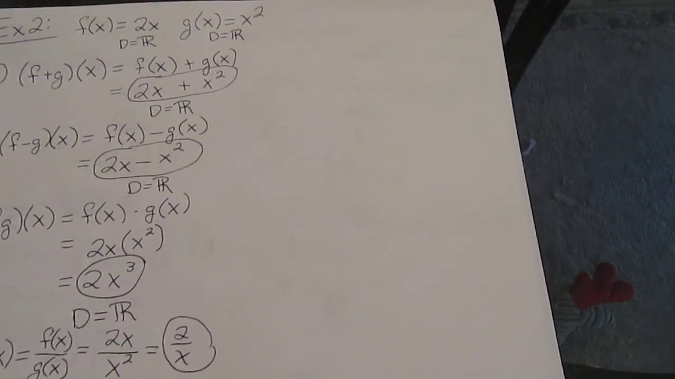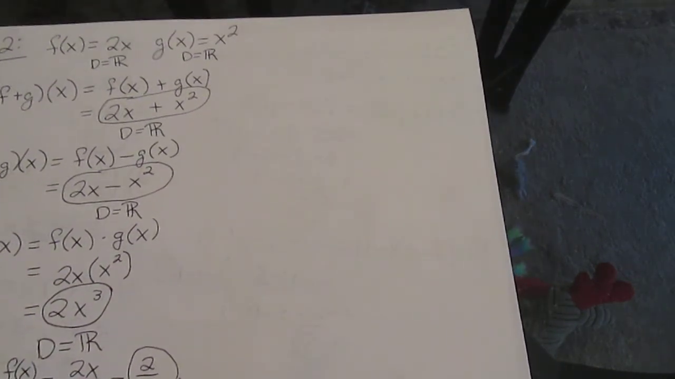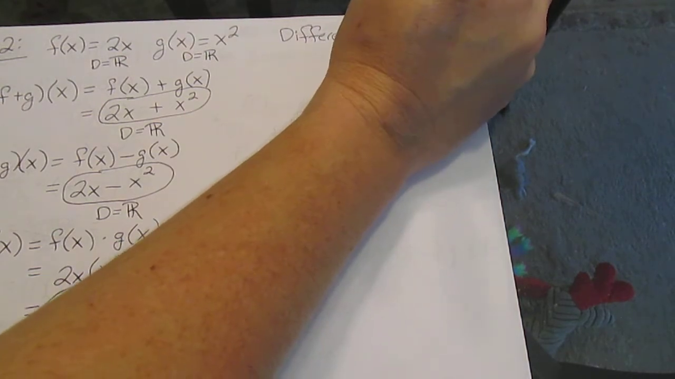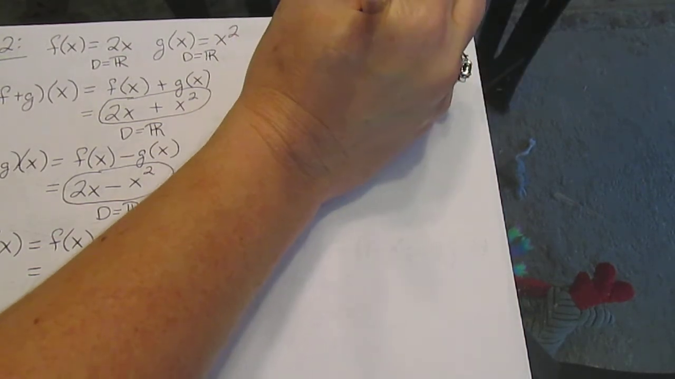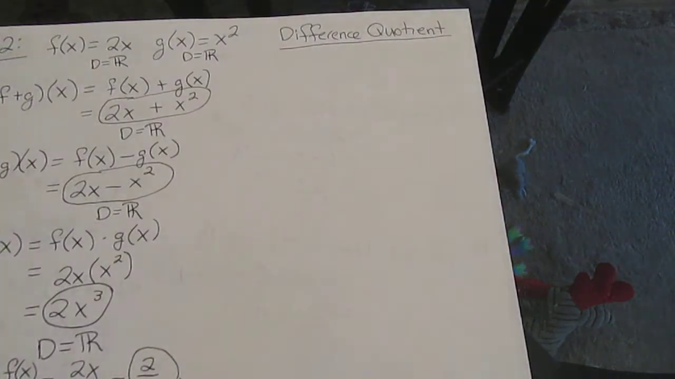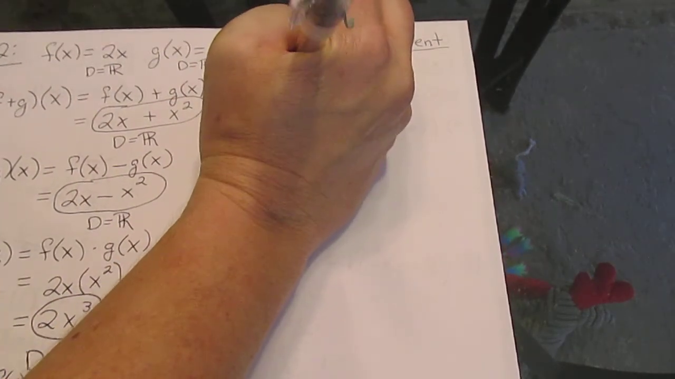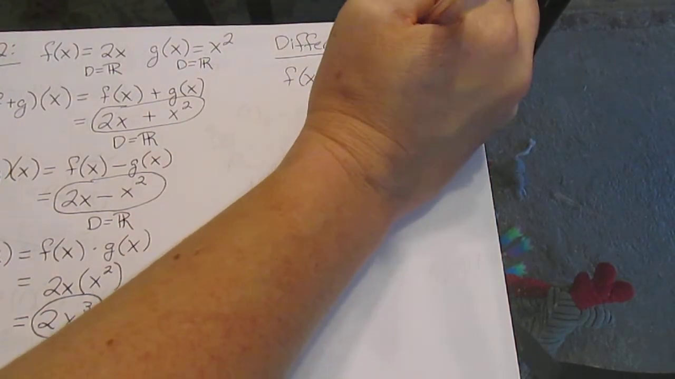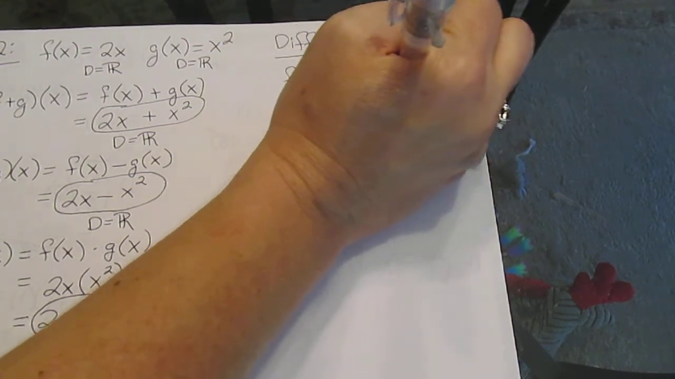Okay, so the last thing in this section that they want you to take a look at is called the difference quotient. And if you take calculus, you'll see this more. In this class, we're going to just take a look at the algebra behind the difference quotient. But if you take calculus, you'll see what it's used for. Okay, so their difference quotient is f of x plus h minus f of x, all divided by h.